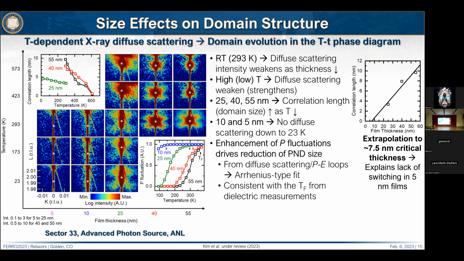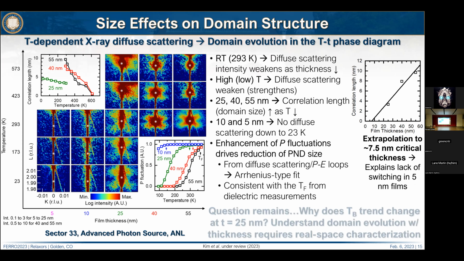Okay, now we can look a little bit further to try to understand what's going on. And what we see is that there is an enhancement of the polarization fluctuations, which we believe is driving the reduction in the polar domain size with temperature. We can pull this out from the diffuse scattering in the PE loops using Arrhenius fits of these sorts of things. And it's consistent with what we've seen for the freezing temperatures before. And so we have this kind of temperature dependent evolution of the polarization fluctuations in this system.